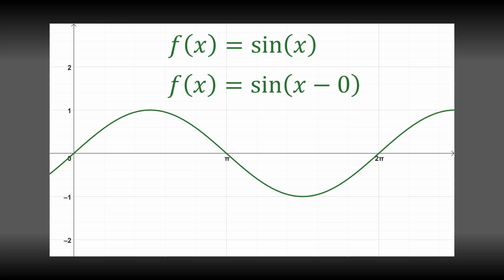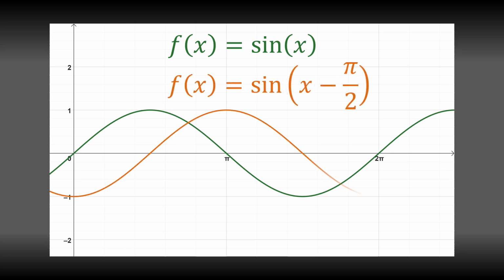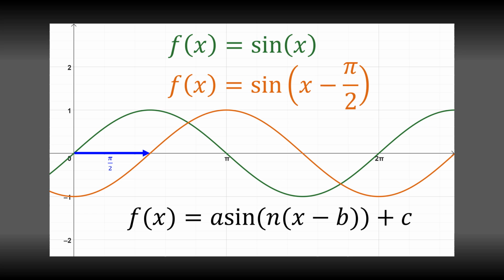But if we set a horizontal translation of pi on 2, we can see that the whole graph shifts to the right, pi on 2. Remember, the general form of a circular function has minus b, not plus b. b is still pi on 2, it's just that we happen to be subtracting it rather than adding it.